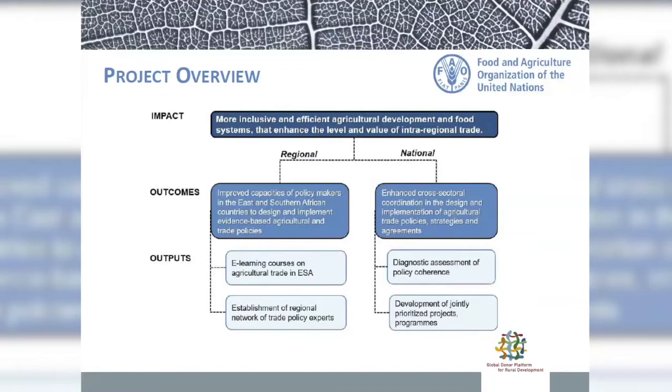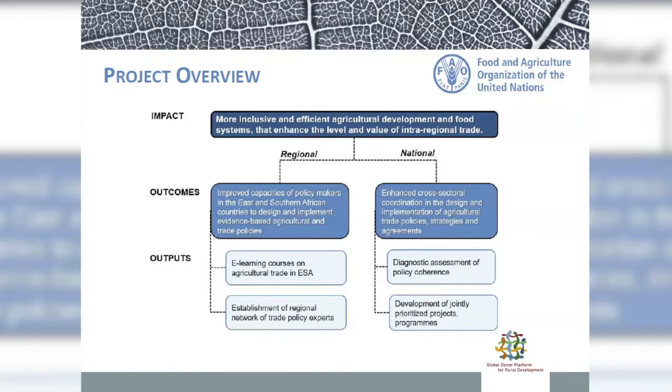we had an outcome which was trying to improve capacities of policymakers in Eastern and Southern Africa countries to design and implement evidence-based agricultural and trade policies. We said before that the context that we have in Eastern Southern Africa LDCs is that we need to have more efficient access to markets, and in this regard, the countries need to have evidence so that these policies can be designed and implemented. And of course, the administrations in the country, the officials in the country, they have to have the capacities to do that.